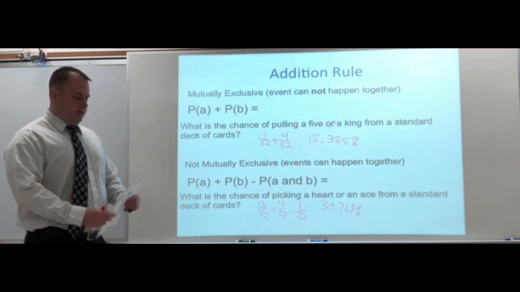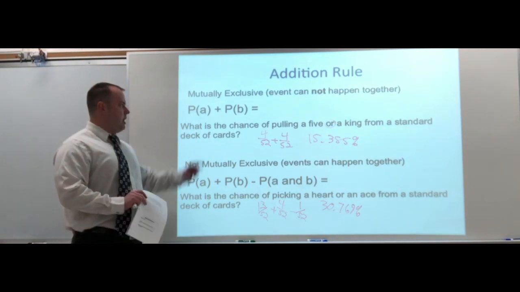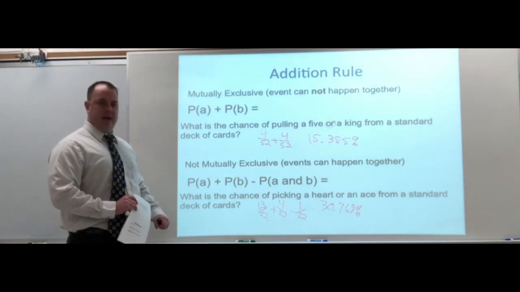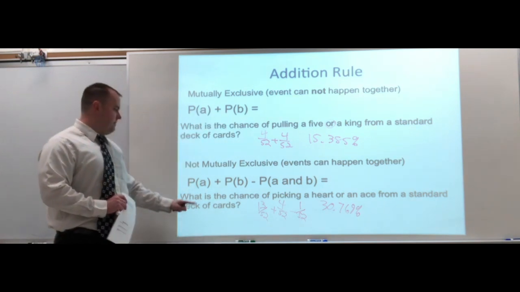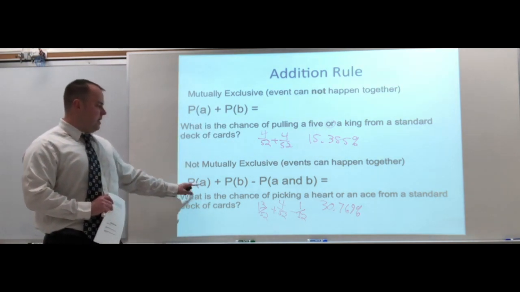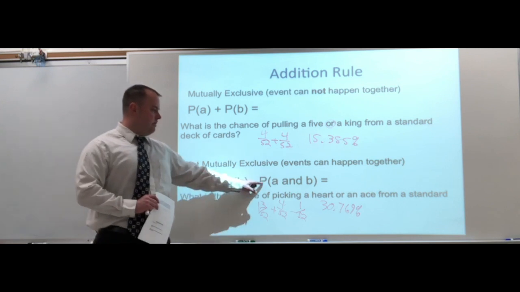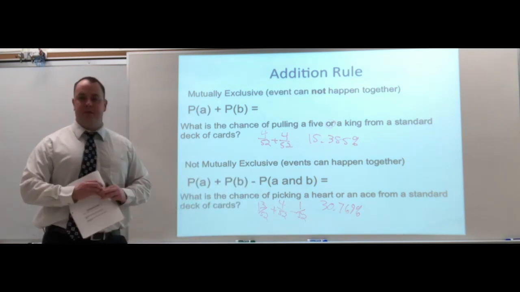So there's the addition rule with some basic problems, the basic formulas that we have here. Mutually exclusive is the probability of A plus the probability of B. For not mutually exclusive, the probability of A plus the probability of B minus A and B happening together.